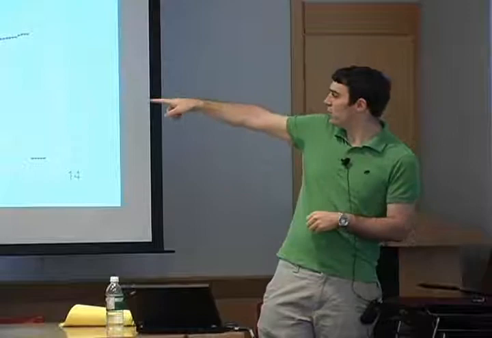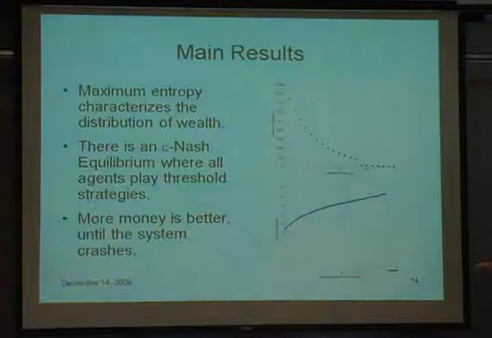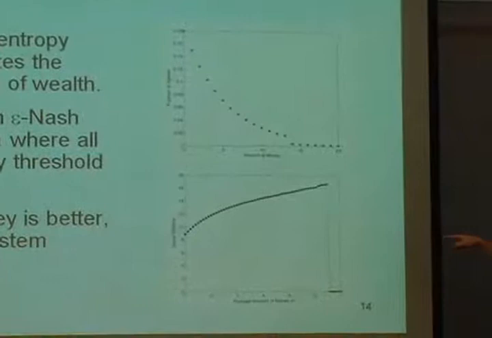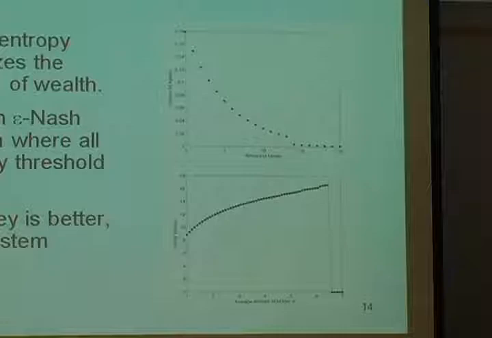For example, more money is generally better until the system undergoes what we call a crash. That's the graph down at the bottom here. It's a plot of the average amount of money on the x-axis and social welfare on the y-axis. As you can see, social welfare is increasing with the amount of money, and suddenly it goes down to zero. This is a feature we'll come back to and talk more about later. Are there questions at this point?